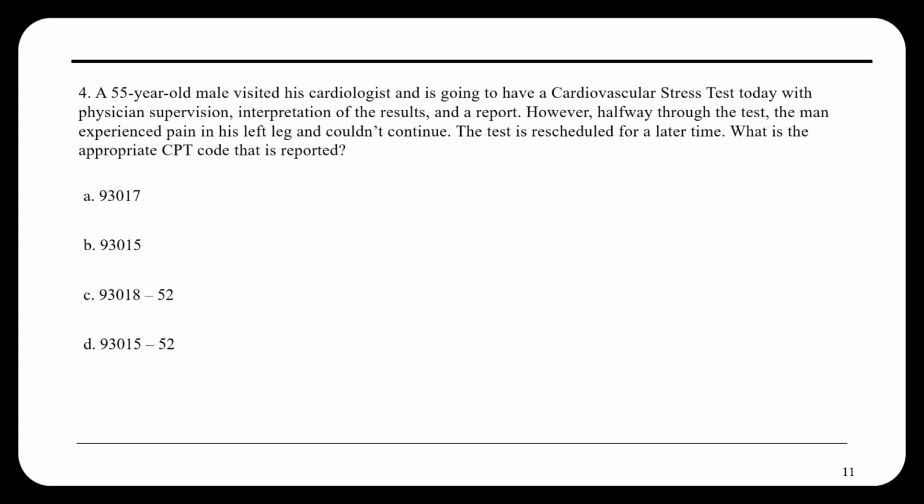So look at C and D. They have a 52 at the end. Discontinued service. Here are the items we're looking for: cardiovascular stress test today with physician supervision, interpretation of the results, and a report. And that he couldn't continue. And as we already know, discontinued services is 52.